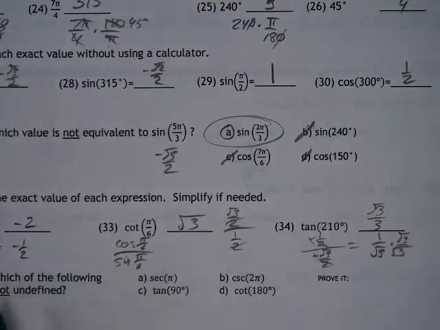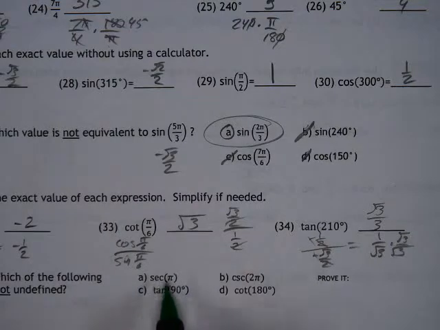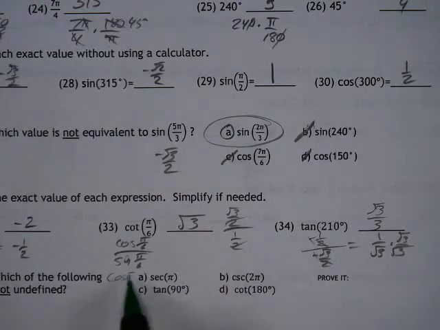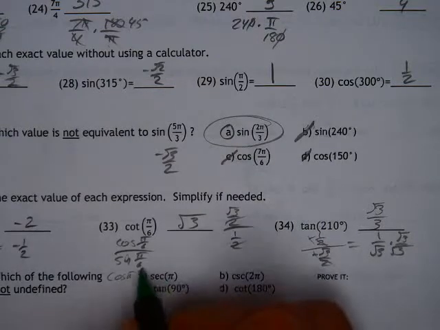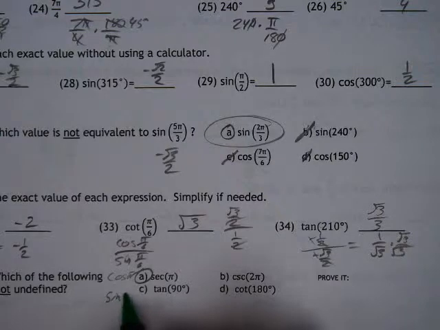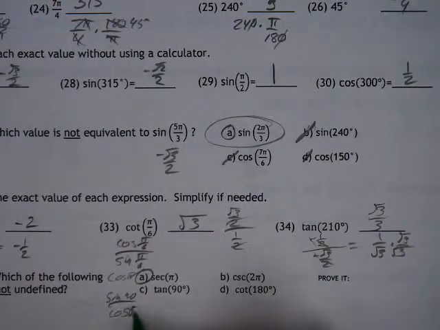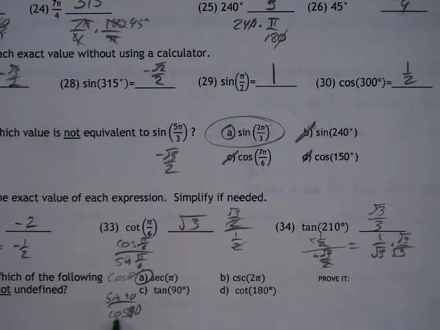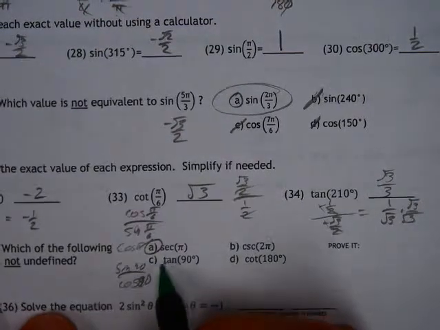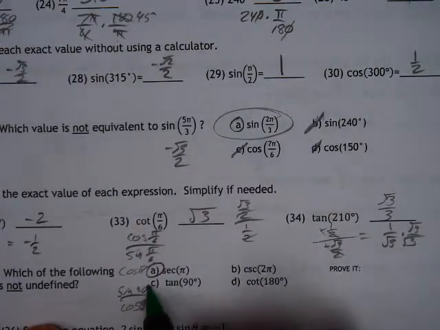And which of the following is not undefined? Well, it's only undefined when you're dividing by 0. So remind yourself, cosine of pi, that's not 0, it's negative 1, so you flip it over, you're good. That is not undefined. Tangent of 90 degrees is the sine of 90 over the cosine of 90. You're dividing by the cosine of 90, so it doesn't even matter what the sine of 90 is, but the cosine of 90 is 0. So since you're dividing by 0, this is undefined. So we're looking for the ones that are not.